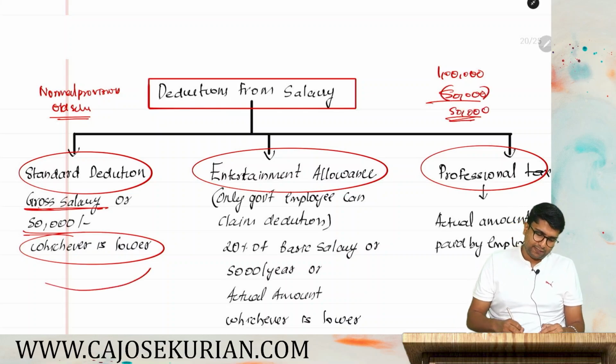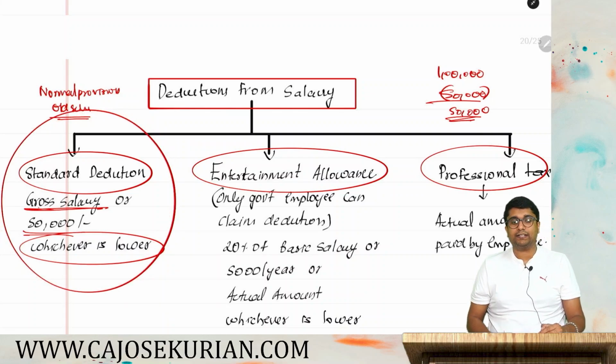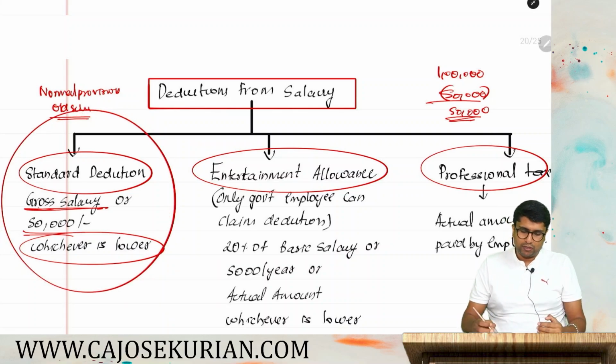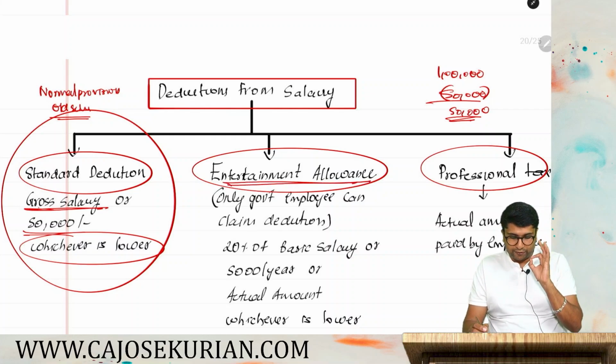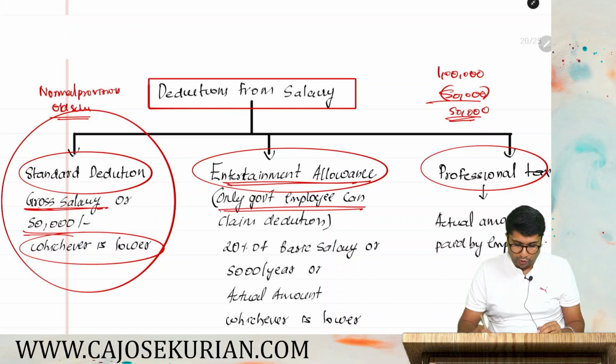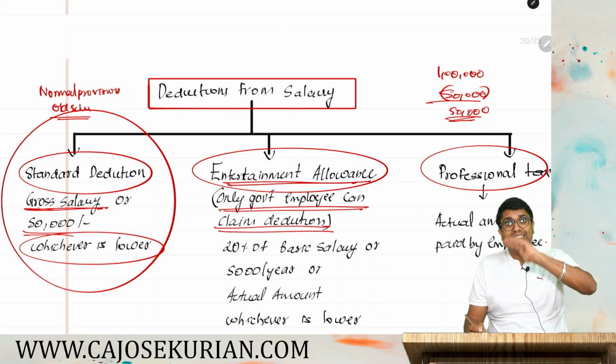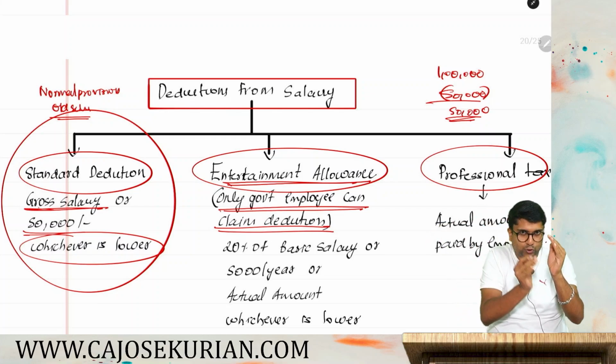So from gross salary, a person can claim standard deduction, and standard deduction shall be either the gross salary or 50,000, whichever is lower. Now, if you have received any entertainment allowance, then you can claim a deduction for the entertainment allowance, provided you are a government employee. If you are a government employee and you are in receipt of entertainment allowance, in the gross salary there is entertainment allowance also, then what you need to do?